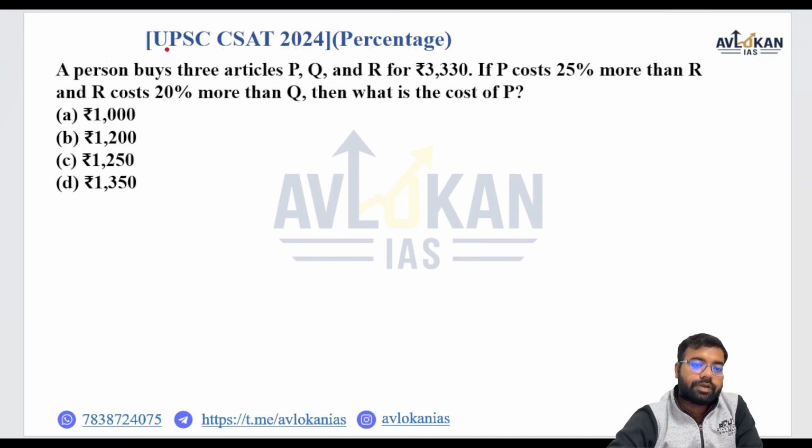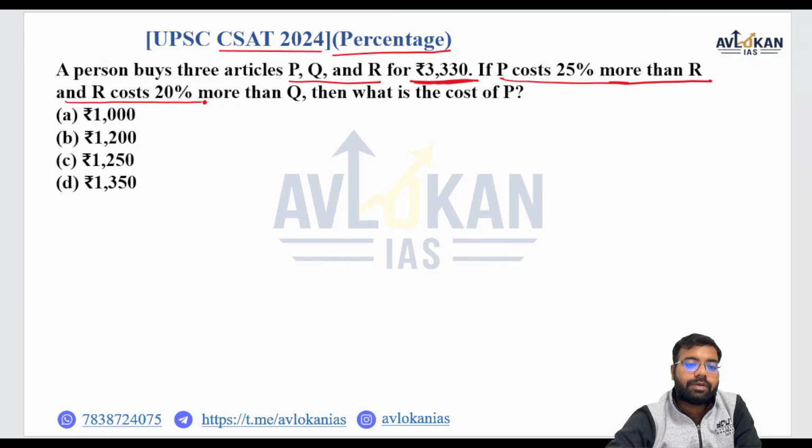Today we are going to discuss one more question that was asked in CSAT 2024, and the question belongs to the percentage topic. The question is: a person buys 3 articles P, Q and R for 3330. If P costs 25% more than R and R costs 20% more than Q, what is the cost of P?